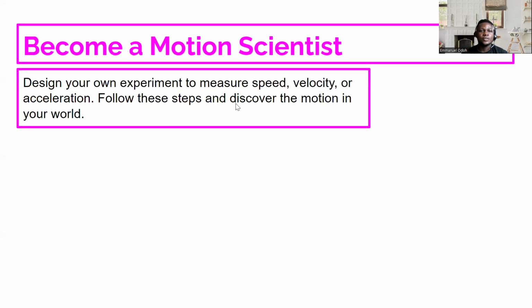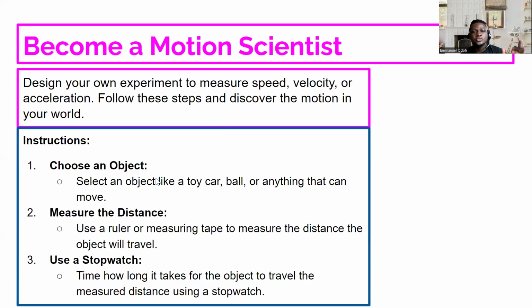So let's do some experiments. Let's test your scientific skills. Let's do some investigation on motion. Let's design your own experiment to measure speed, velocity, or acceleration. We'll follow these steps and discover the motion in our world. The instruction: choose an object. Select an object like a toy car, a ball, or anything that can move.